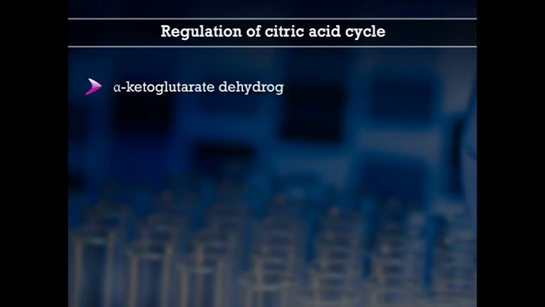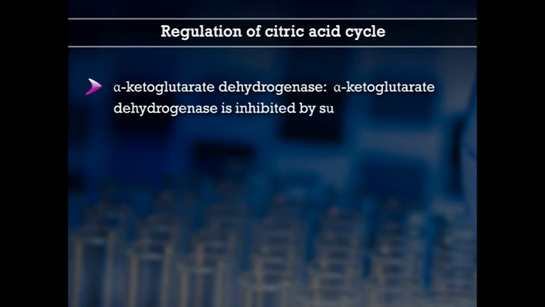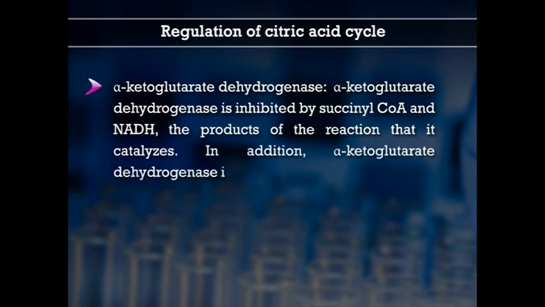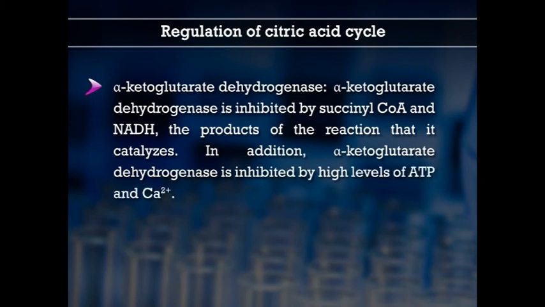Alpha-ketoglutarate dehydrogenase. Alpha-ketoglutarate dehydrogenase is inhibited by succinyl-CoA and NADH, the products of the reaction that it catalyzes. In addition, alpha-ketoglutarate dehydrogenase is inhibited by high levels of ATP and calcium ion.